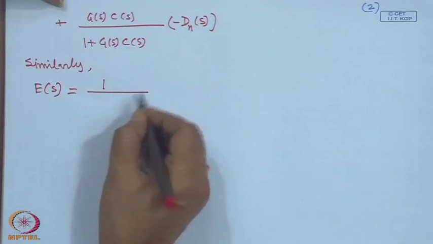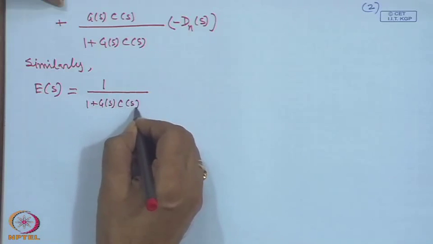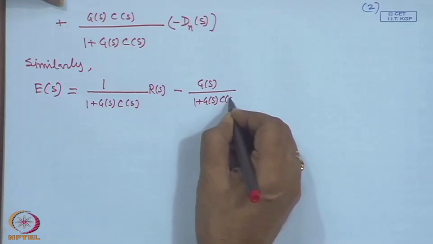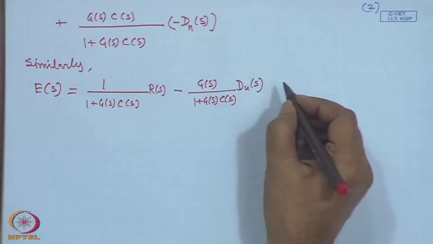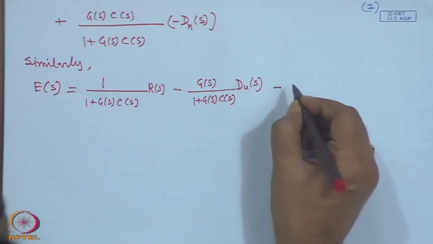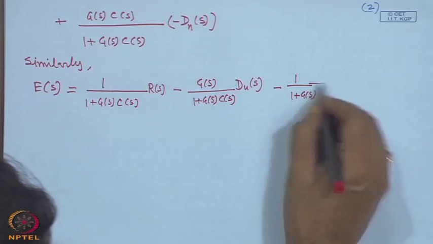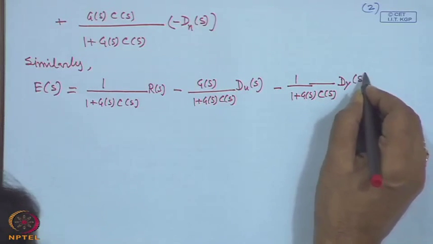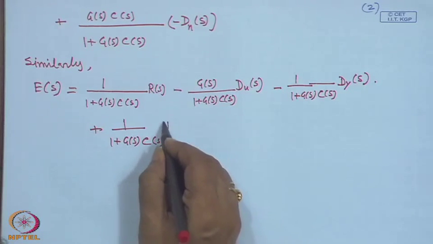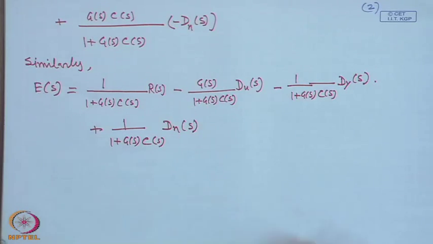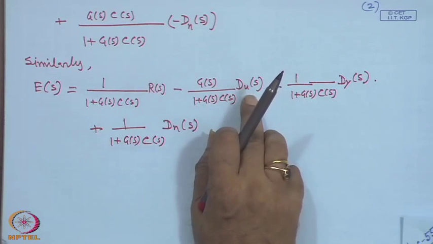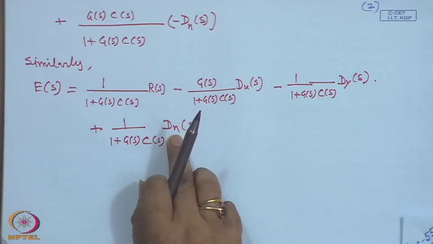So, if you calculate this, you will get E(s) equals 1 over 1 plus G(s)C(s) into R(s), minus G(s) over 1 plus G(s)C(s) into D_u(s), minus 1 over 1 plus G(s)C(s) D_y(s), plus 1 over 1 plus G(s)C(s) D_n(s). Now, you see the error signal E(s) in the Laplace domain is the contribution due to the four inputs: due to R(s), due to D_u, the input disturbance, due to D_y, the output disturbance, and due to the measurement noise.